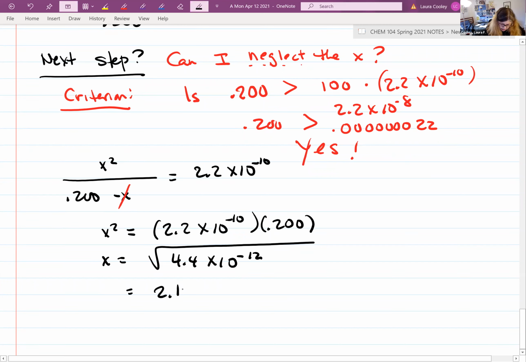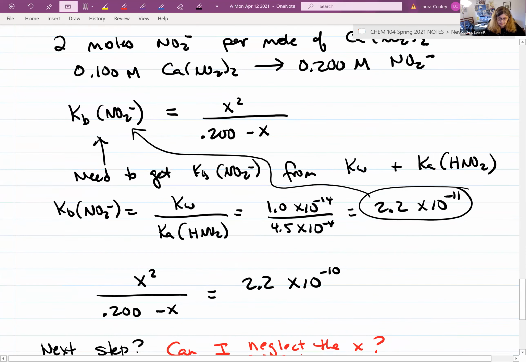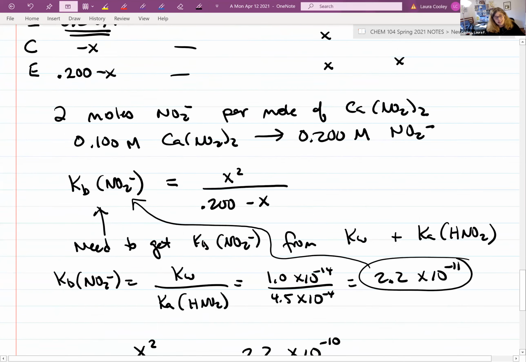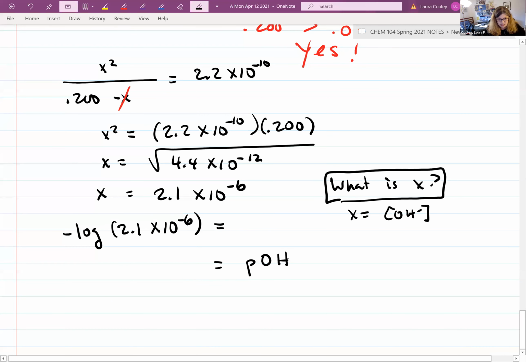Which is 2.1 times 10 to the negative 6th. Now, can I just take the negative log here? You have to ask yourself, what is x? Let's go back. In this problem, because it's a basic ion, X is the hydroxide. So if I take the negative log of this, what is that called? Is that the pH? It's the pOH. That's right.